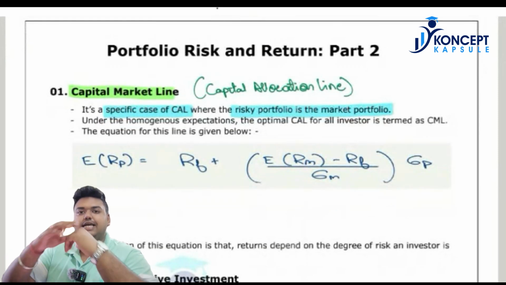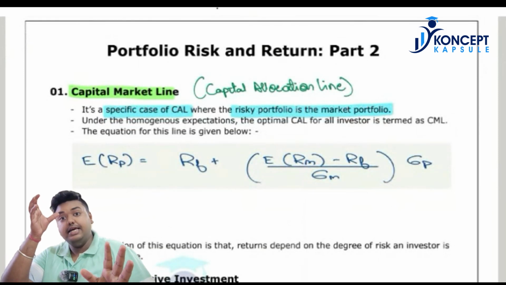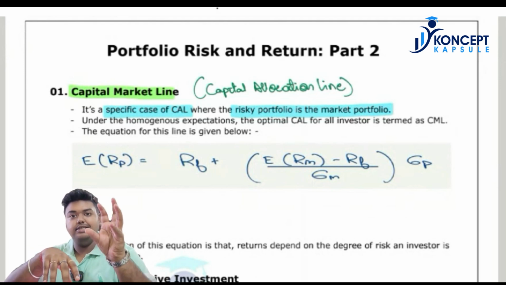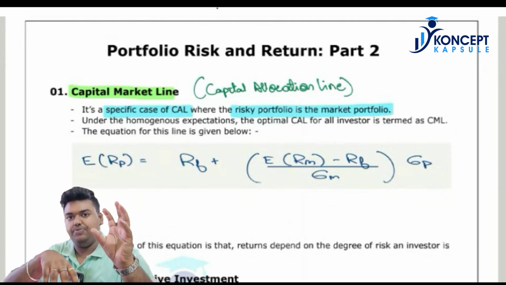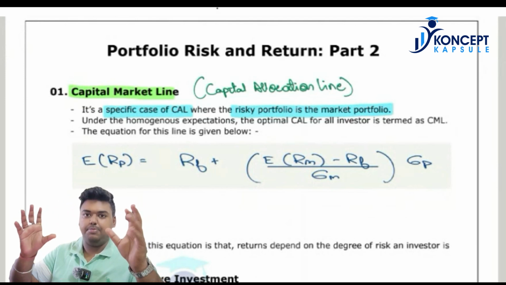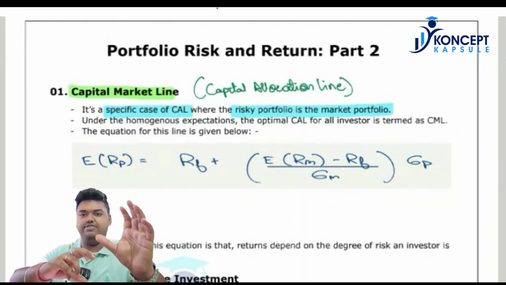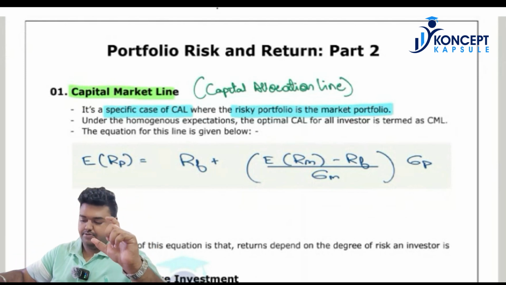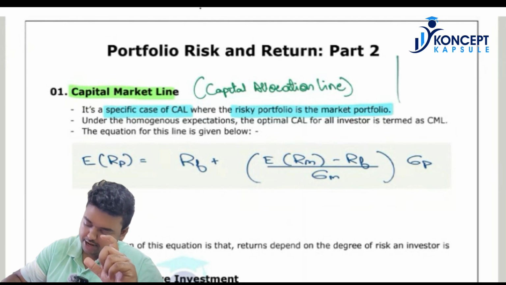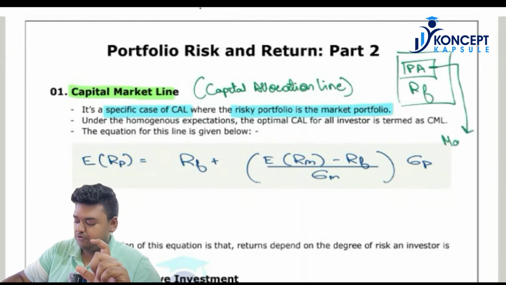Okay, so what is a CAL? We studied about the CAL, guys. In the capital market line, the risky portfolio that we were talking about, if you remember the packet B, which consists of packet A and the risk-free asset, when we were talking about the capital allocation line, that packet A in the capital market line is the market portfolio.